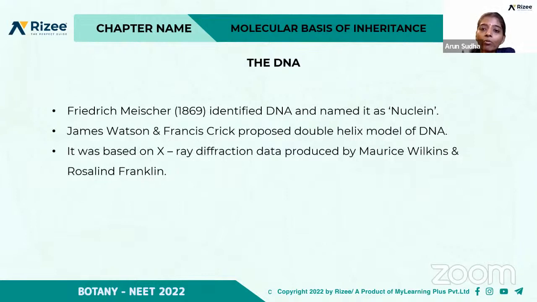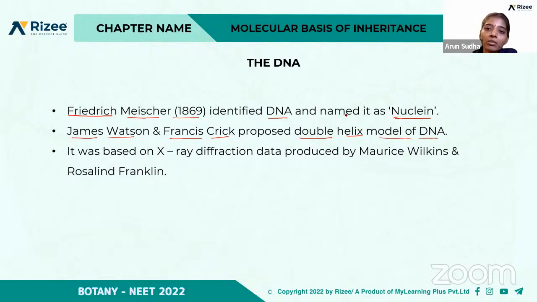So who found out the DNA? It is Frederick Miescher, in 1869. He identified the DNA and he named it nuclein. So first he found the DNA and named it nuclein. But the structure of DNA was not elucidated at the time. Later, Watson and Crick, right? James Watson and Francis Crick proposed the double helix model of DNA. So the famous double helix model of DNA was proposed by Watson and Crick.